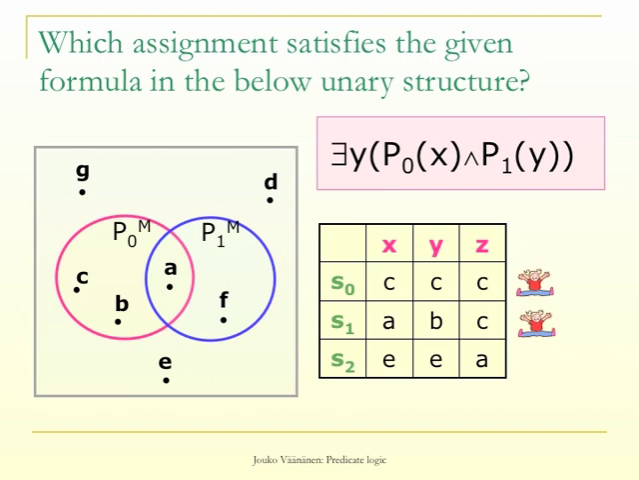In assignment S2, the value of x is e, and e is not in p0. We can't do anything about it. Whatever value we give to y, it's not going to make p0x true in this assignment, so S2 is not going to work. It does not satisfy this formula.